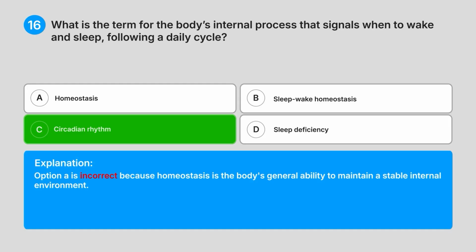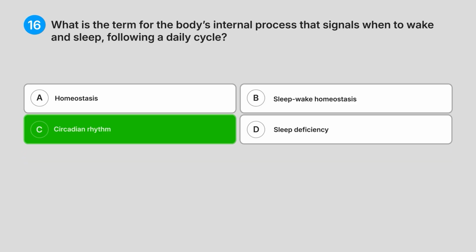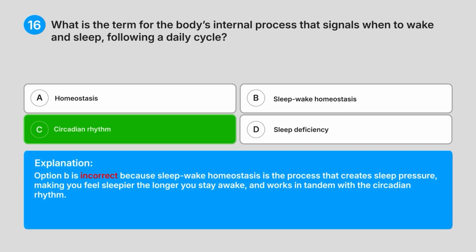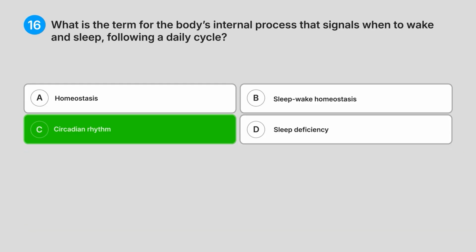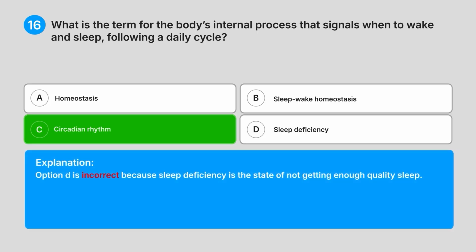Option A is incorrect because homeostasis is the body's general ability to maintain a stable internal environment. Option B is incorrect because sleep-wake homeostasis is the process that creates sleep-wake pressure, making you feel sleepier the longer you stay awake, and works in tandem with the circadian rhythm. Option D is incorrect because sleep deficiency is the state of not getting enough quality sleep.